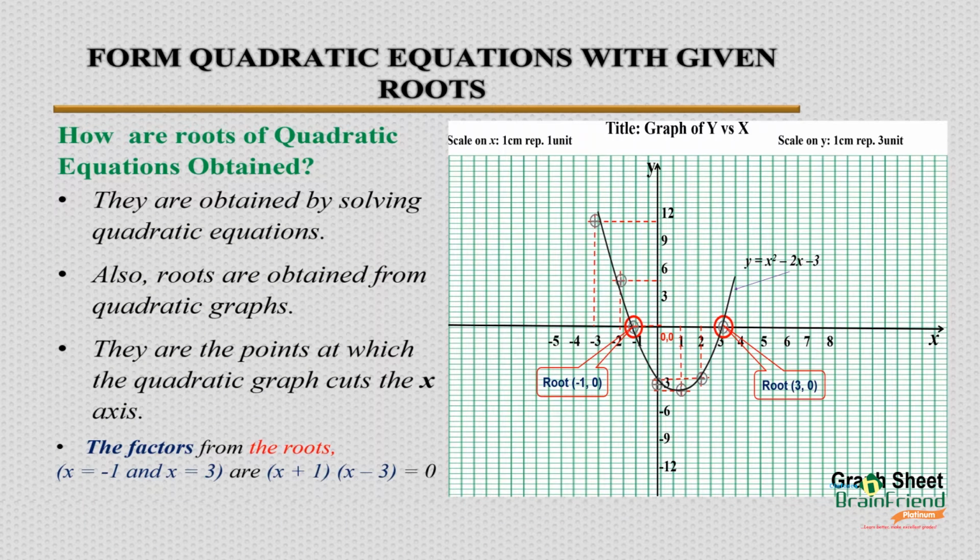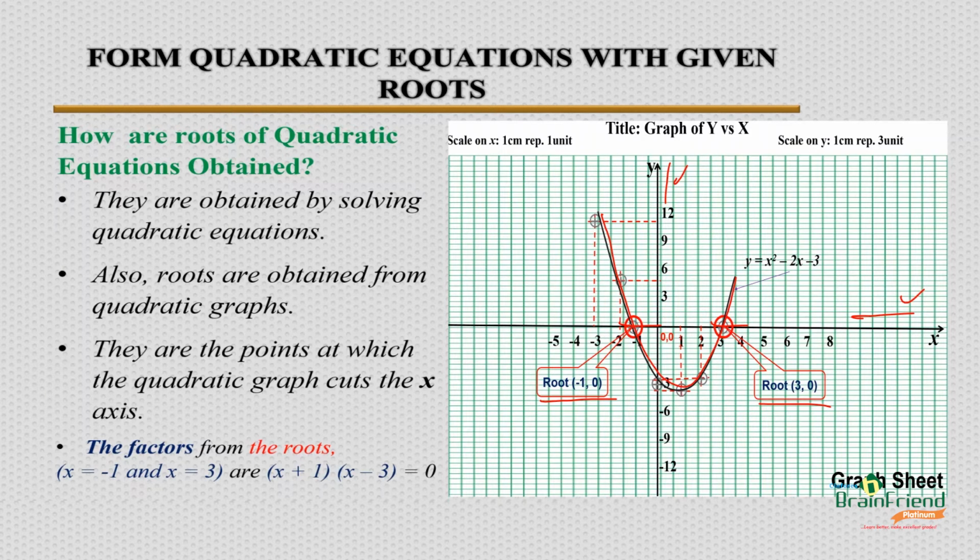If you look at the graph on the right hand side, you will see that we have two lines, this line going down and this one. So we call this one the vertical line and then this one the horizontal line. Now the point where this curve cuts the x-axis are called our roots, and as you can see them here, the first root is -1 and the second root is 3. Now how do we find factors from these roots?